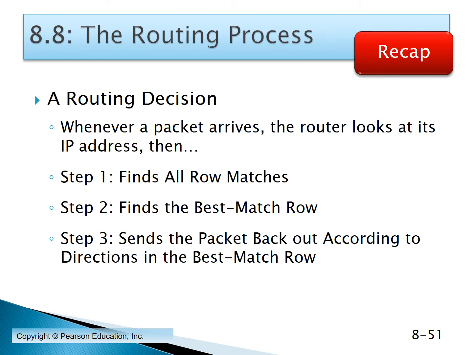So there are 3 steps. Step 1, the router will first find all the row matches by applying the mask and then doing the matching one by one. Step 2, out of all the matching rows, you will find the one with the best match based on the length of the mask and also the metric. And step 3, you will just send the packet out according to the direction in the best match row.